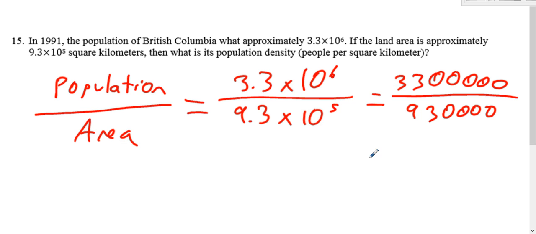So you get about 3.55 people per square kilometer.